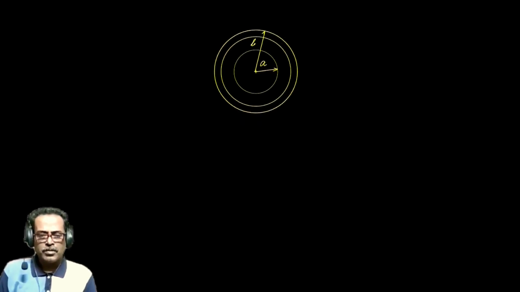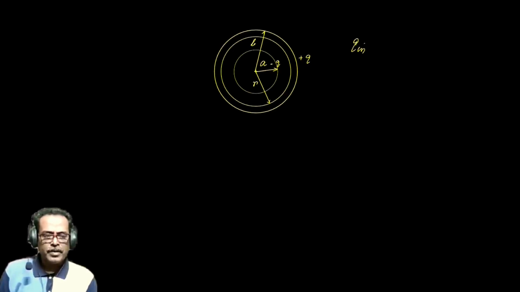Suppose the radius of the inner sphere is A and the radius of the outer sphere is B. Now we consider another concentric sphere of radius R. We are giving plus Q charge on the outer sphere and minus Q charge on the inner sphere. Now we have to calculate the field due to this negative Q and positive Q on the sphere of radius R. This is a Gaussian surface of radius R. So Q in is equal to minus Q and S is equal to 4 pi R square.